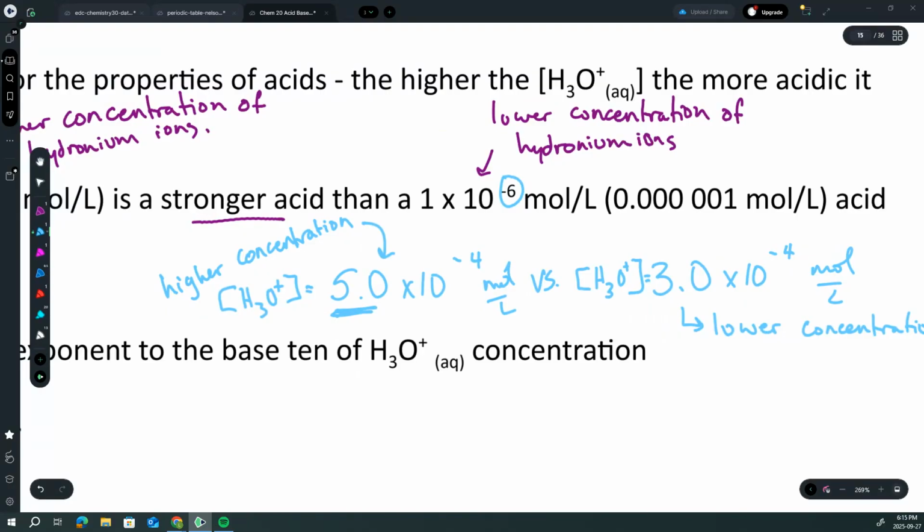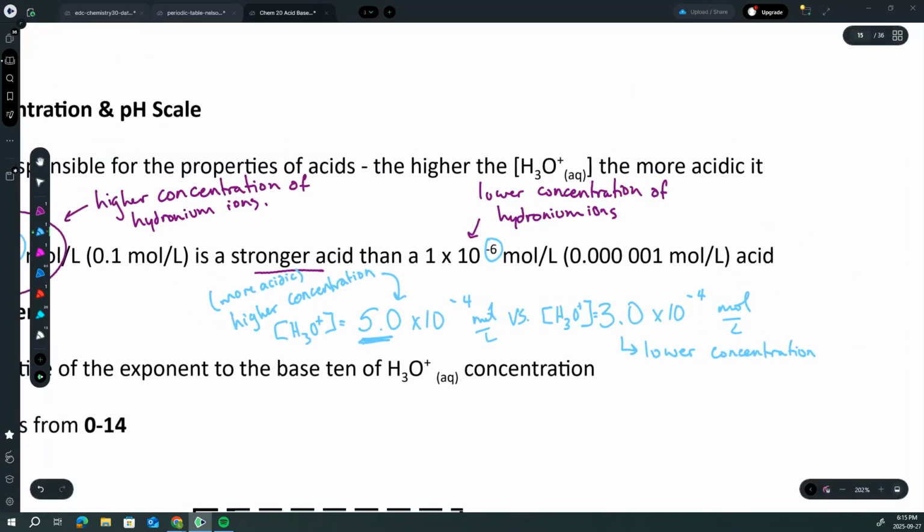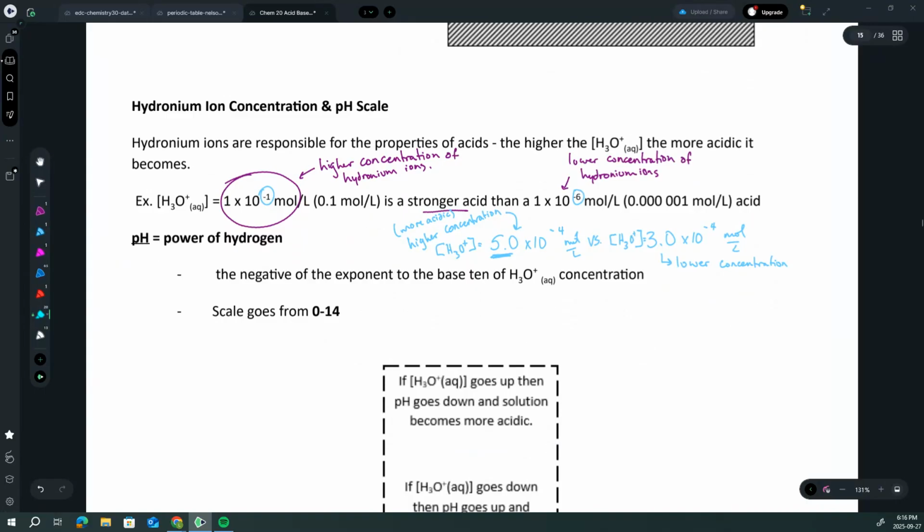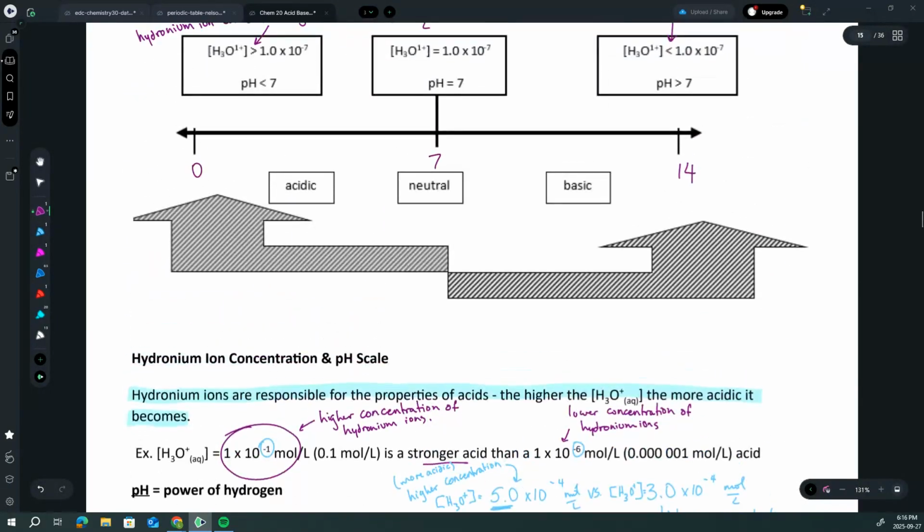The solution with the higher concentration is going to be more acidic. Before we move on, let's make sure to highlight this because it is important. pH just means the power of hydrogen. This next point is saying that for hydronium concentrations for acids, typically you're going to have it to some base 10 to a negative exponent. And the pH scale is going to go from 0 to 14, as we have said before.